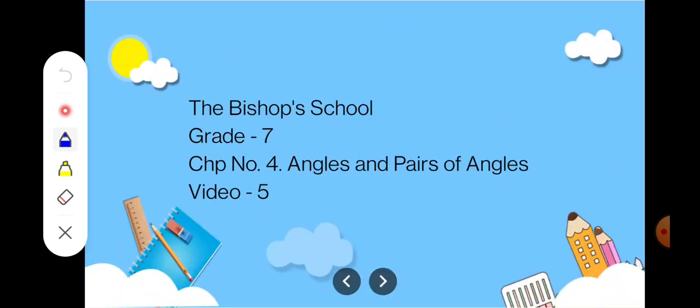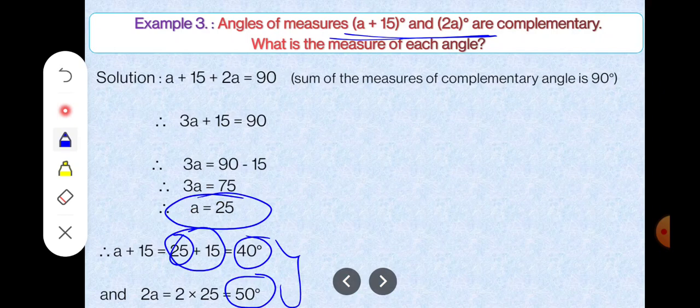I hope you have understood. In the next video we will continue with supplementary angles. We will start with supplementary angles, and it is just the same, only the definition is going to differ.